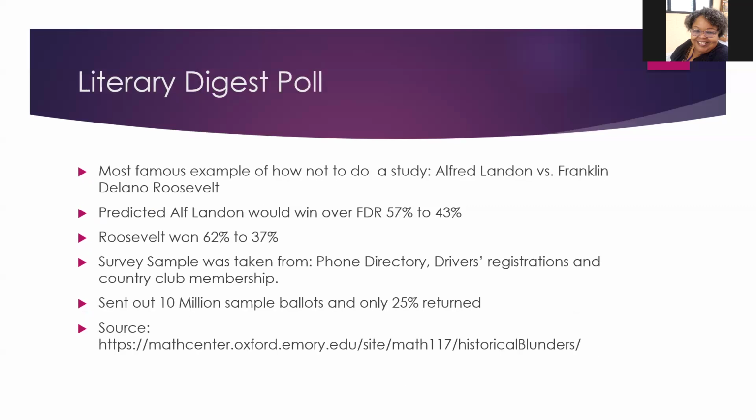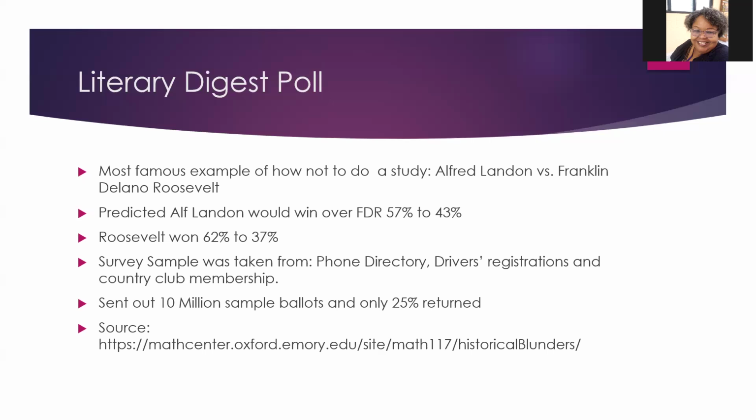Now, the one that got me, I love anecdotes, I love stories, I love history. So they talked about the Literary Digest poll. And this is the most famous example of how not to do a study. I found it on a website. They talked about it on the podcast, but as they were talking about it, I had to go and look it up. And I found a website on the biggest historical statistical blunders. And that was Landon versus FDR.